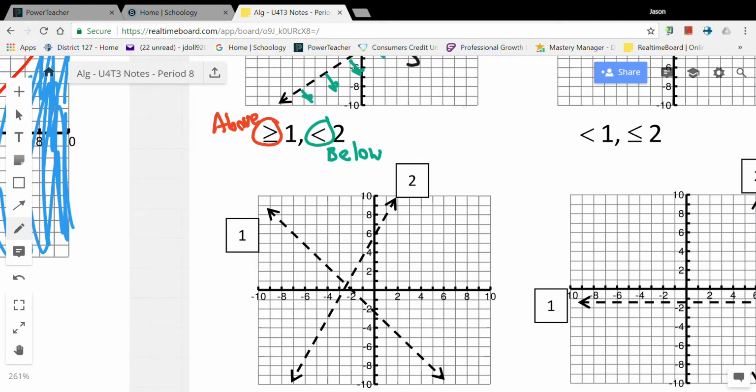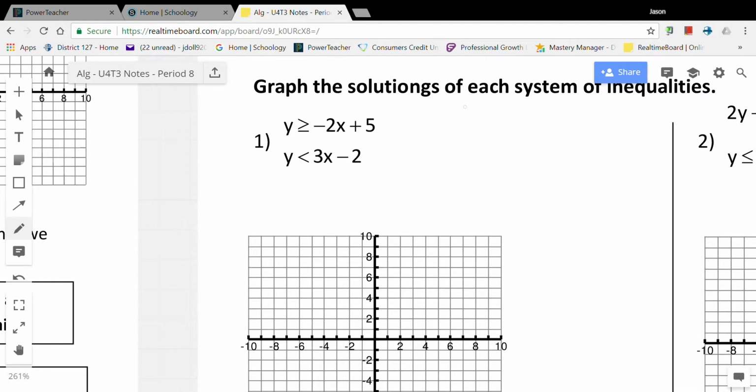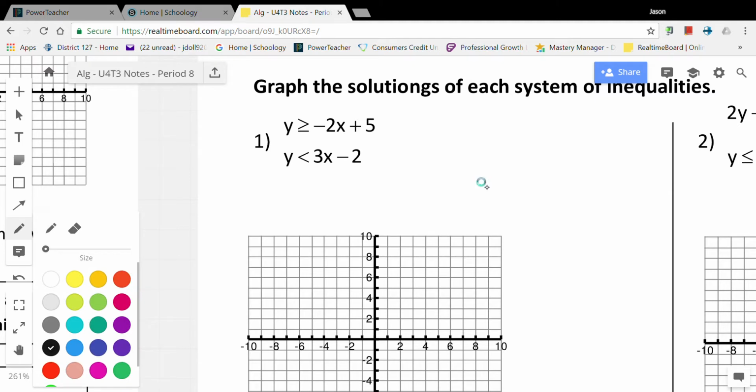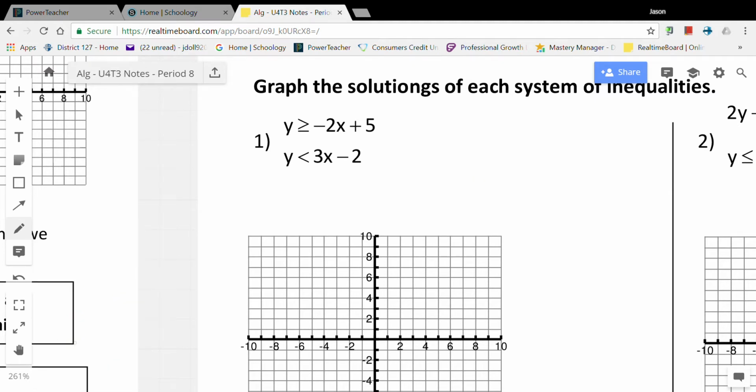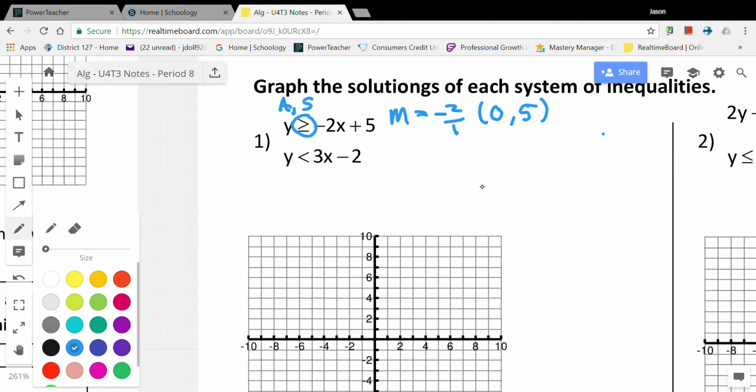Let's put it all together. So let's do an example here. Now, the nice thing about both of these inequalities is they're both in slope-intercept form, which means I can pull a slope and an ordered pair from each inequality here. My slope is -2/1, and my ordered pair is 0, 5. This inequality here is telling me to shade above with a solid boundary line. That's a bad S. Let me try that again. Solid boundary line. All right.